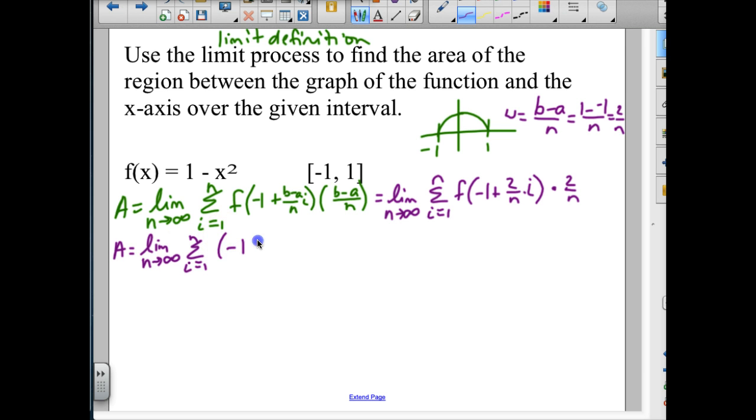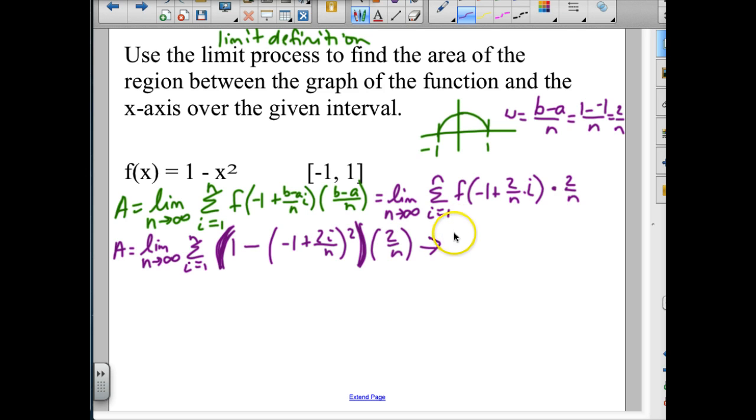So -1 plus 2i over n, just a minute. Putting it in the function means I should start with the 1. This function starts with a 1, minus, and then -1 plus 2i over n, which is my x, squared. That is the height, here to here. It's the height of each generic rectangle, times 2 over n, which is the width. I'm going to keep simplifying, so I'm just going to use a big arrow here. I don't want to keep writing limit and the summation.